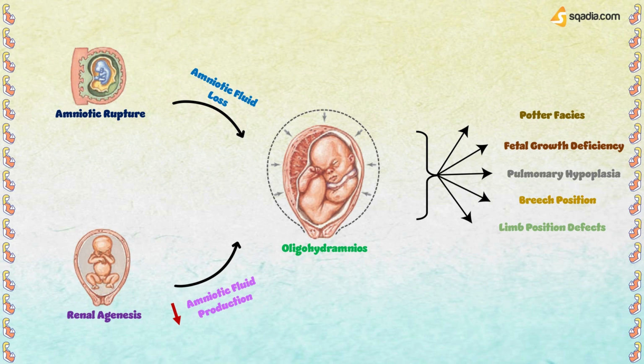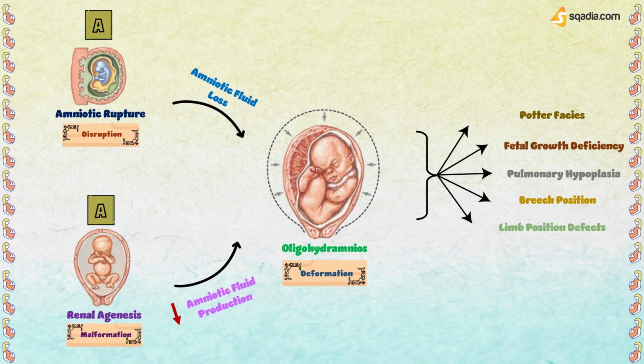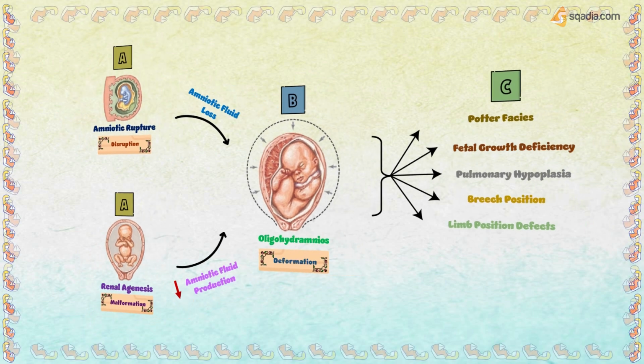Renal agenesis classes as a malformation. And amniotic rupture classes as a disruption, which through oligohydramnios causes deformation. And the series of events, a sequence. Oh, ma'am. As we have discussed, sequence occurs as a series of events, such as A leads to B, that leads to C.